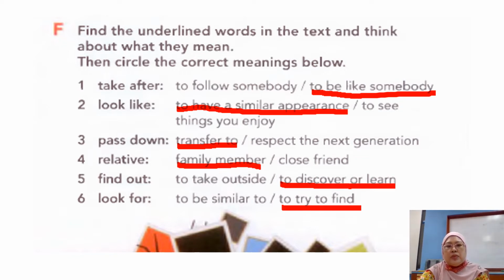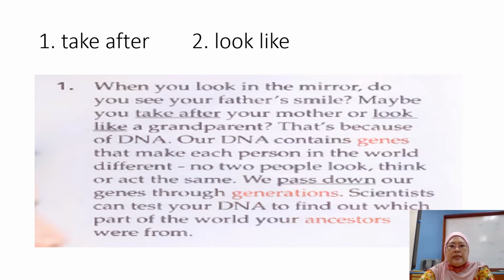Okay, so you need to copy this in your comprehension exercise book, on page 6 and 7, to look for the meaning of the phrases given in exercise F. Okay, we have the phrases take after and look like in the first paragraph. Let's look at the sentences together. Take after. Maybe you take after your mother or look like a grandparent. So this means that take after and look like have the same meaning.